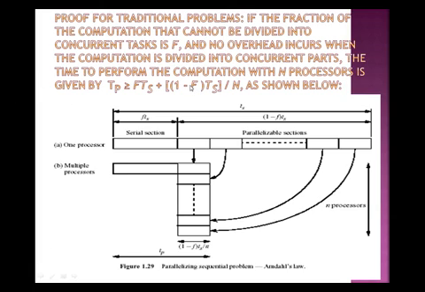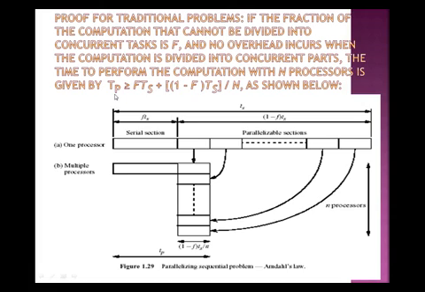This is the proof for the traditional problems. It says that if the fraction of the computation that cannot be divided into concurrent tasks is f, and no overhead is incurred when the computation is divided into concurrent parts, the time to perform the computation with n processors is given by Amdahl's law.